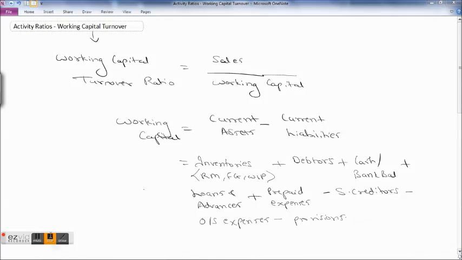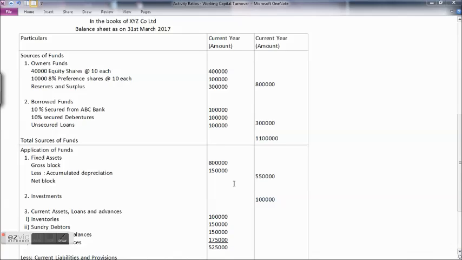This is an example in the books of XYZ Company Limited, balance sheet as at 31st March 2017. Under sources of fund, you have owners fund: equity share at 10 each 4 lakh, 10,000 8% preference shares at 10 each 1 lakh, reserves and surplus 3 lakh. So total of owners fund is 8 lakhs. Then borrowed funds: 10% secured loan from ABC Bank 1 lakh, 10% secured debentures 1 lakh, unsecured loans 1 lakh. So total is 3 lakh. Total sources of fund comes to 11 lakh.